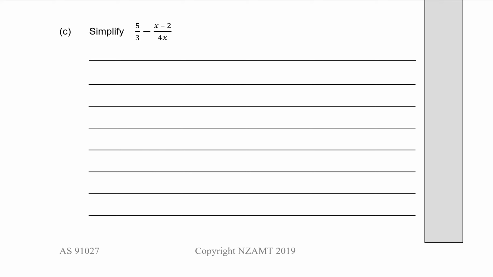Okay, next question. Simplify. Simplify can mean a few different things. If you've got fractions, here we've got 2 fractions, we're going to turn them into 1 fraction. Now, to add or subtract fractions, you need the same denominator. The easiest way to find a new denominator is to multiply the 2 current denominators together. 3 times 4x is 12x. This will work every time. There's sometimes a better lowest common multiple, but this will work every time. Our new denominator is going to be 12x.